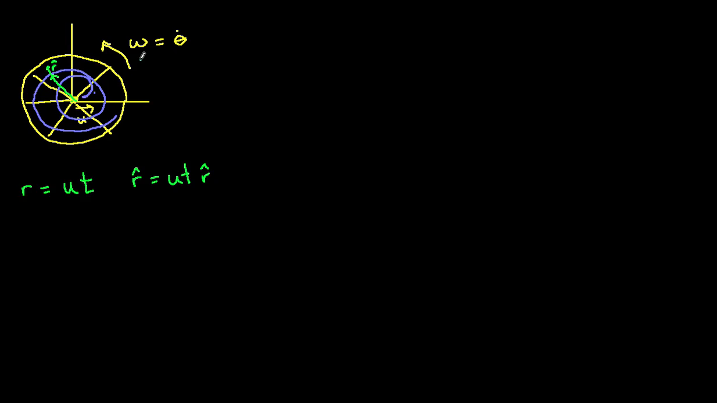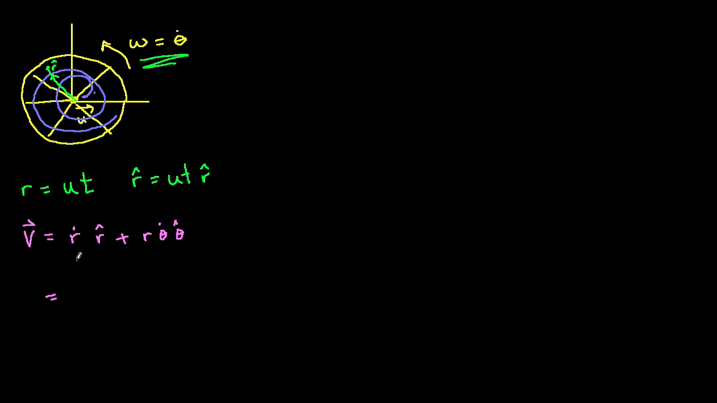So what else do we know? This is the angular velocity. Okay, so from our previous discussion, we learned that v in polar coordinates is r dot, the derivative of the radial position with respect to time, in the r hat direction, plus r times theta dot in the theta hat direction.